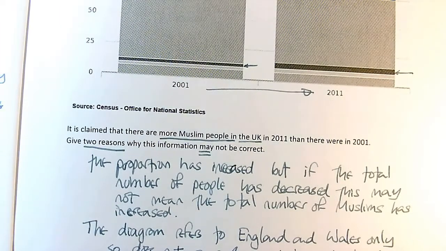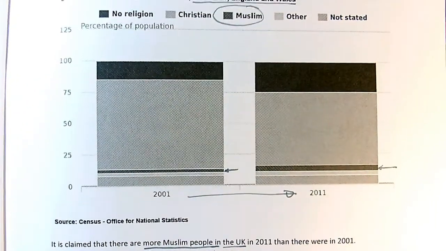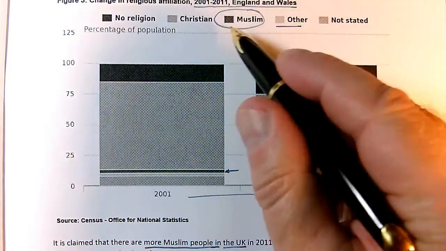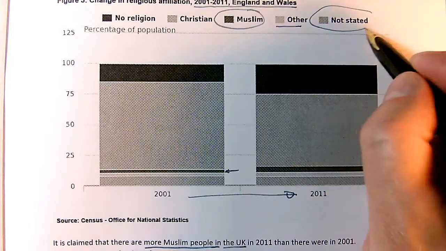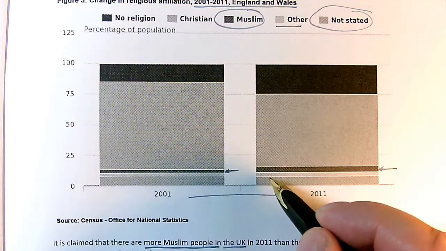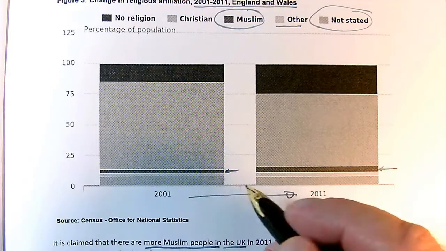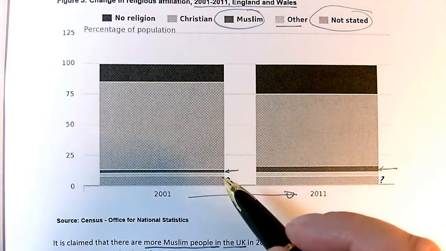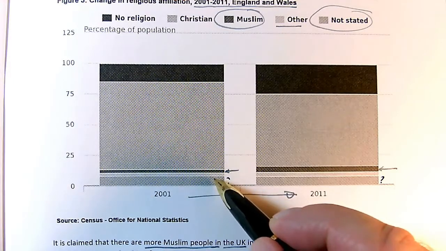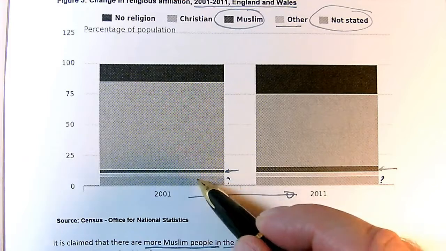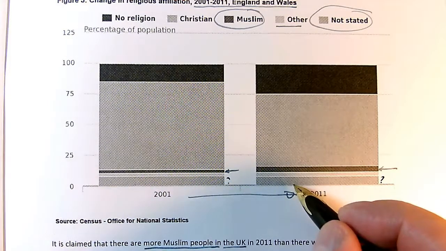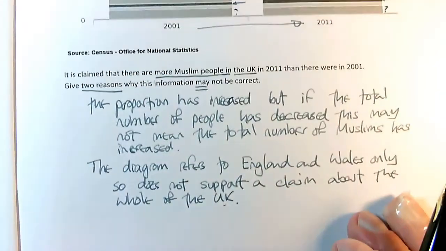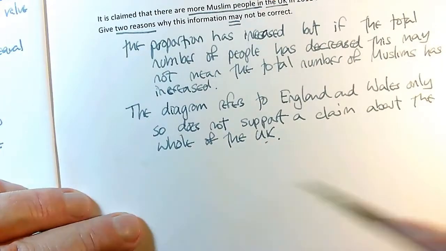Can we think of anything else? Well, going back to the scale, we've got other. Other means not one of these, so that's all right. But then we've got not stated. That's this bottom section on each bar. Now, that's actually bigger than the total number of Muslims. So I've no idea what the breakdown is in the not stated group. It could be that lots and lots of this not stated group are Muslims and not many of this are. So once again, I don't have to find this likely, I just have to spot that it's possible. So there's a third reason here.